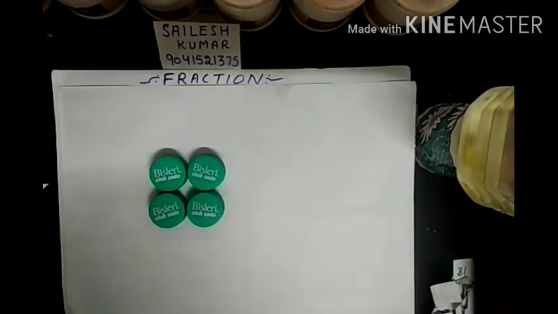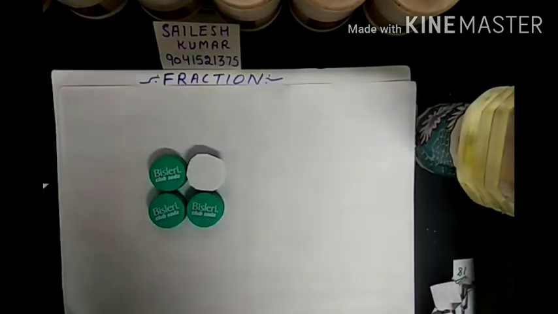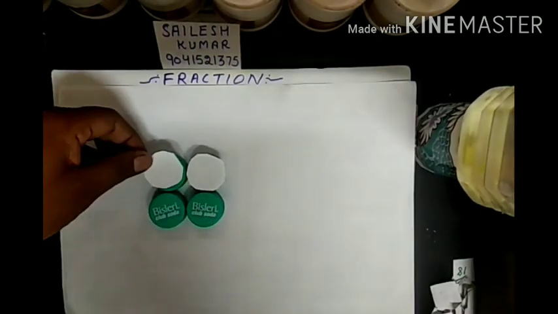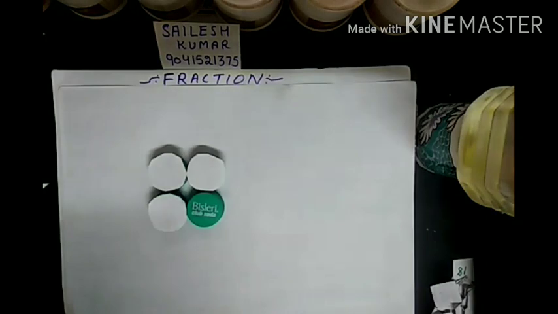So now if I cover one part, then what is the statement? The statement is I have covered one part out of 4 parts. Okay. Now what happens if I cover this part also? Then my statement is that I have covered 2 parts out of 4 parts. And what happens if I cover this part also? Then my statement will be I have covered 3 parts out of 4 parts.